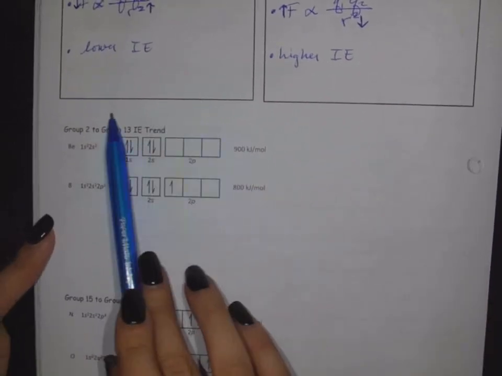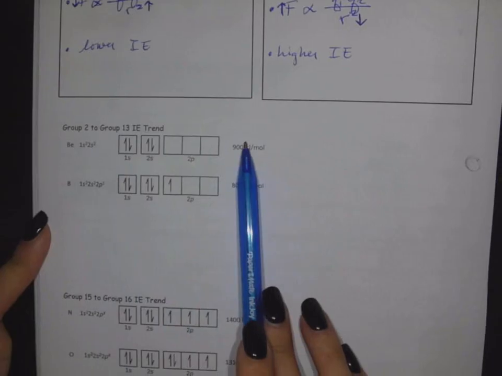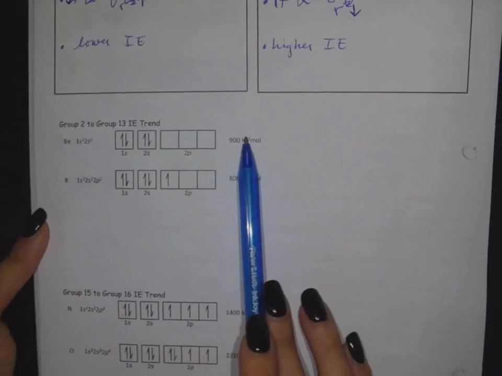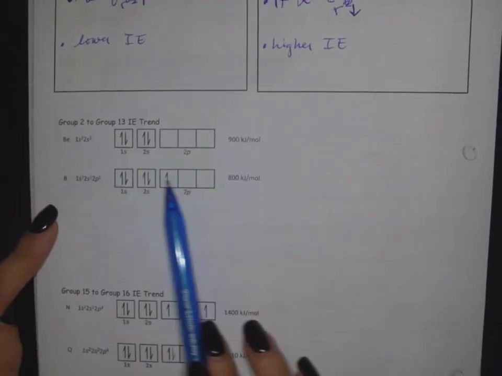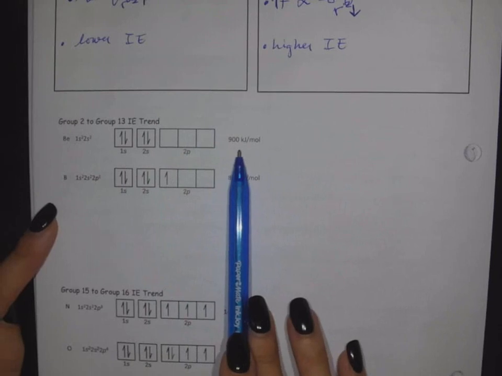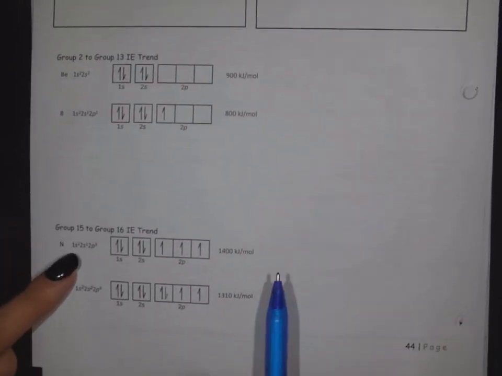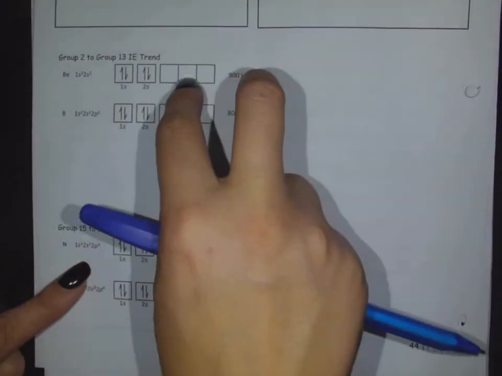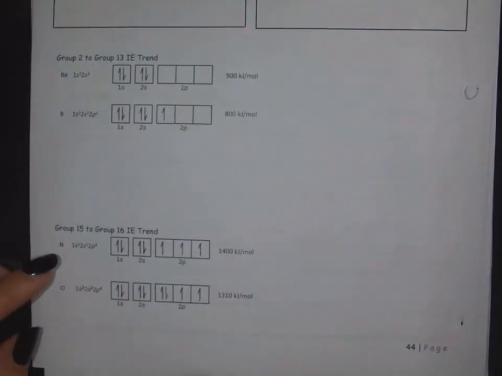I'm going to explain this group 2 and group 13 counterpoint for ionization energy, as well as 15 to 16. We're going to do this in class. Okay, so I'm going to explain this in class.